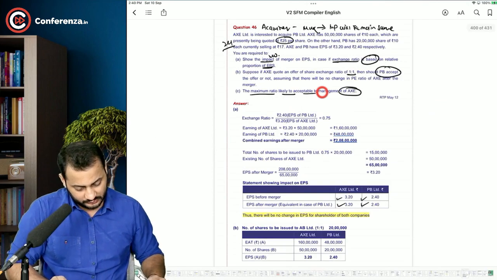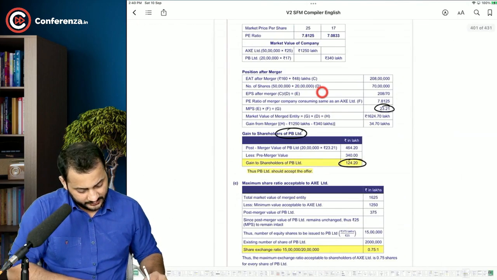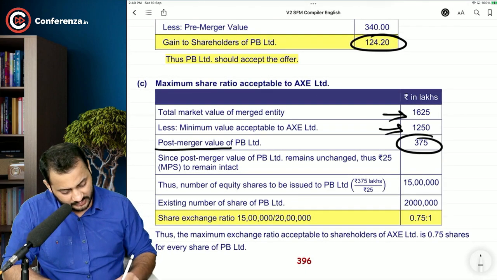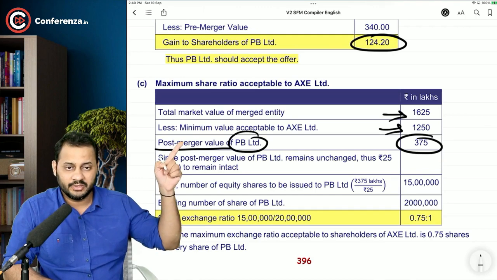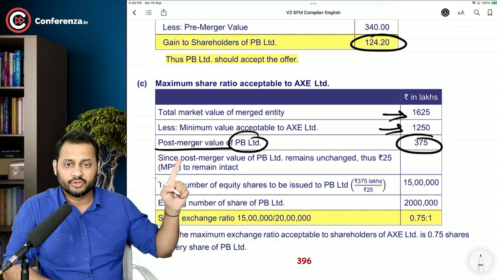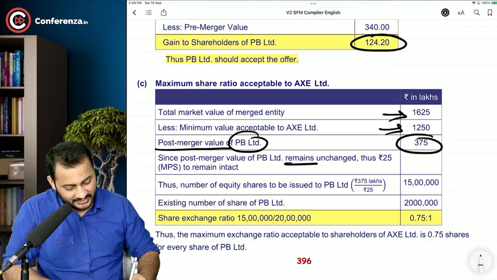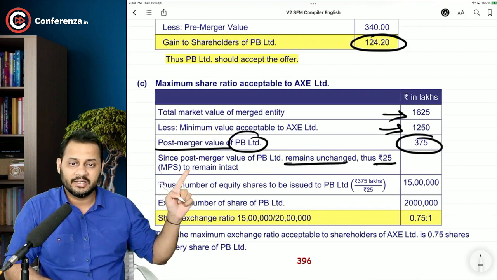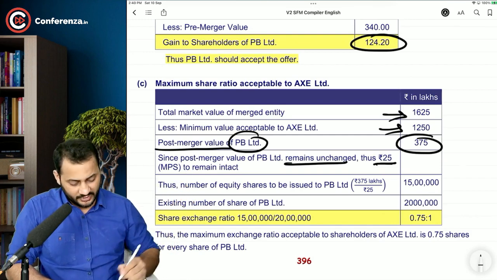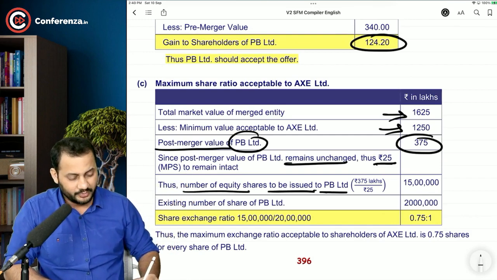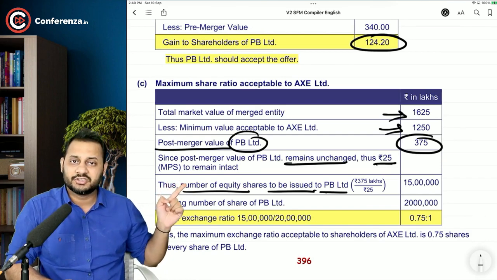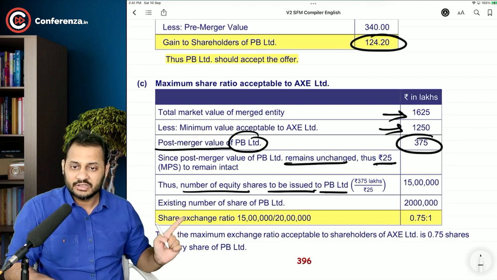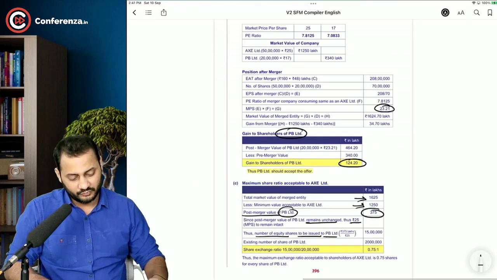Let's come to the conclusion of the third part. See, 1625 minus 1250, this is the post-merger market value that can be distributed to PB Limited, which is 375. Since the post-merger market value of PB Limited remains unchanged, the market price of 25 rupees per share remains intact. So 375 divided by 25 is the number of shares that can be issued to PB Limited. How many? 15 lakh shares can be issued to PB Limited for 20 lakh of the existing shares. So the ratio comes to 0.75:1.